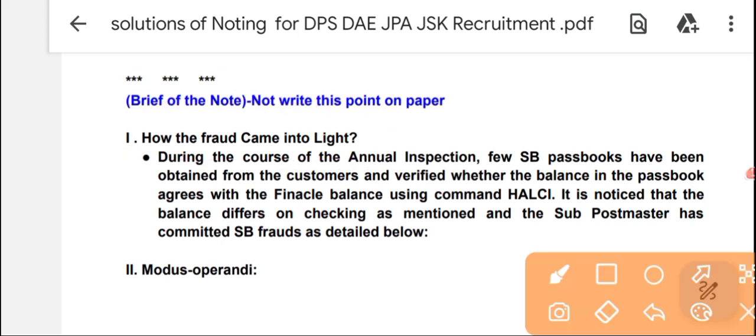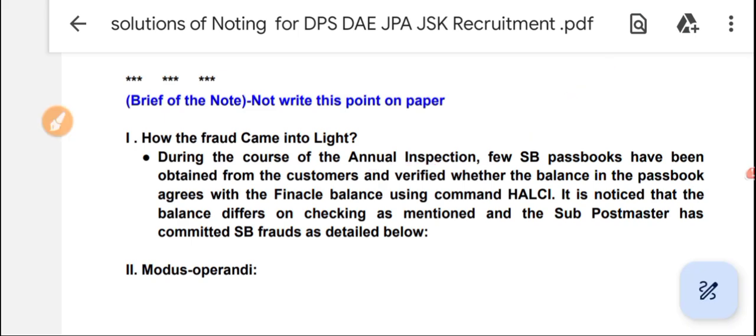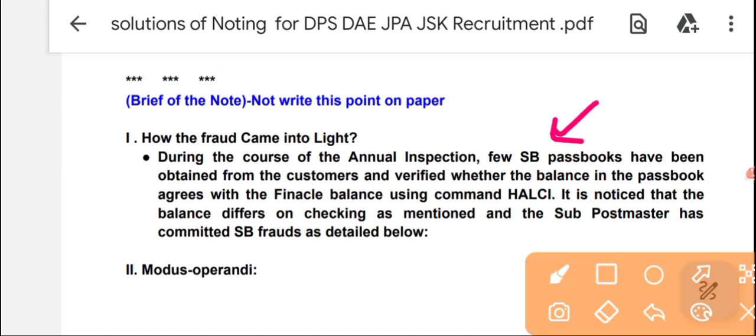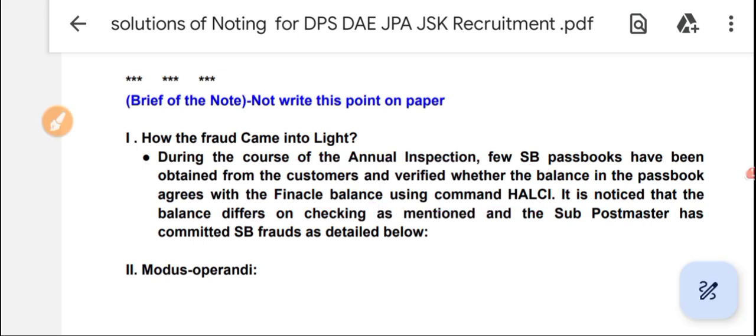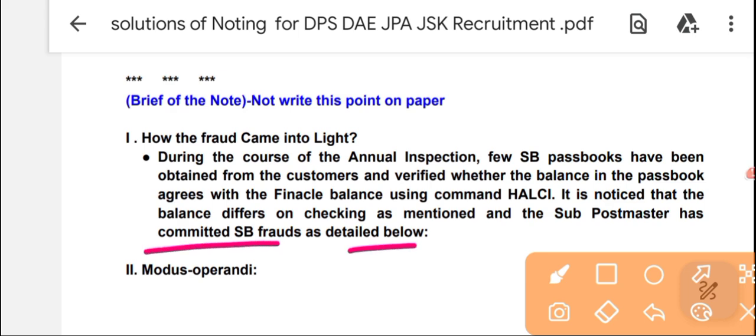During the course of the annual inspection, the saving bank account passbook was obtained from the customer and verified whether the balance in the passbook agreed with the financial balance using the command HACI. Here you will write a shortcut. If you use shortcuts, you will get more marks. This is software used in the post office. It is noticed that the balance differed on checking as mentioned, and the sub post office has committed a saving fraud as detailed below.